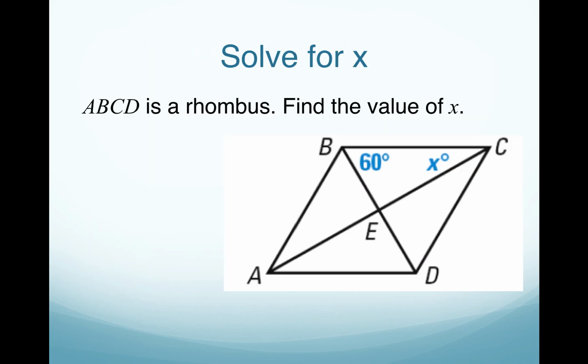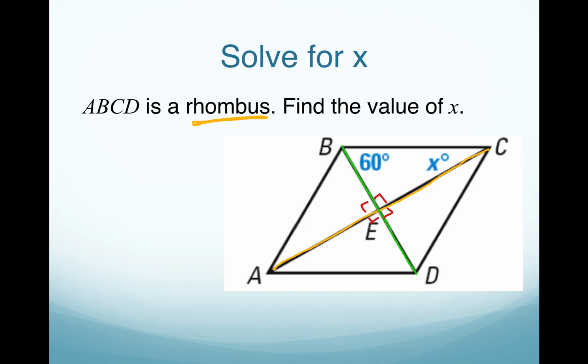Okay, solve for x. ABCD is a rhombus. Find the value of x. Well, my key information right here is it's a rhombus. And I see my two diagonals, AC and BD. They intersect at point E. Well, what do I know about diagonals of a rhombus? Well, from theorem 6.10, we know that when they intersect, they form 90-degree angles. So this is a 90-degree angle, this is a 90-degree angle, this is a 90-degree angle, and this is a 90-degree angle.